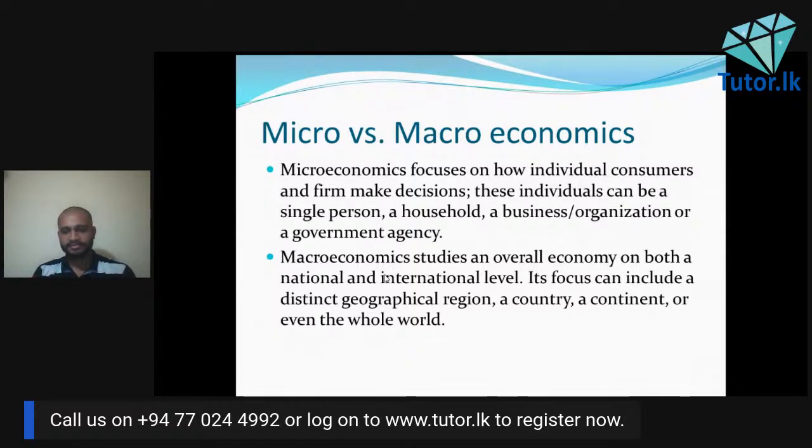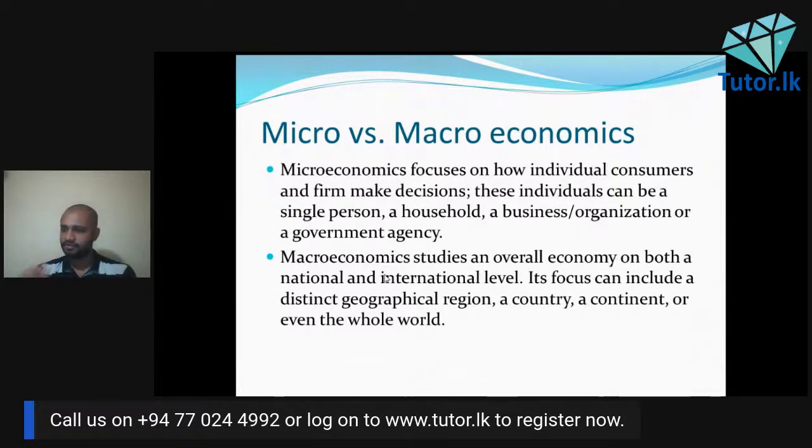Why? Interest rates are something which will affect the overall economy. It is not something that only affects a single person. It will affect the overall businesses. It will affect all the individuals. So in macroeconomics, we are taking the entire economy as a single unit. Then it is called macroeconomics.